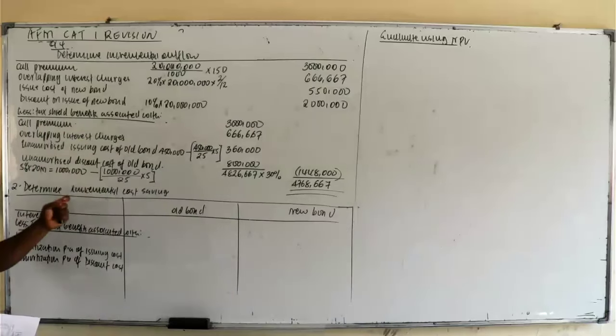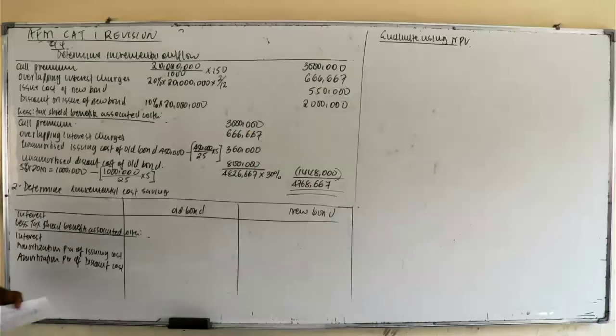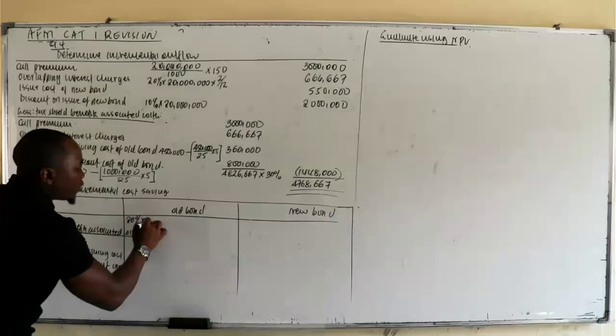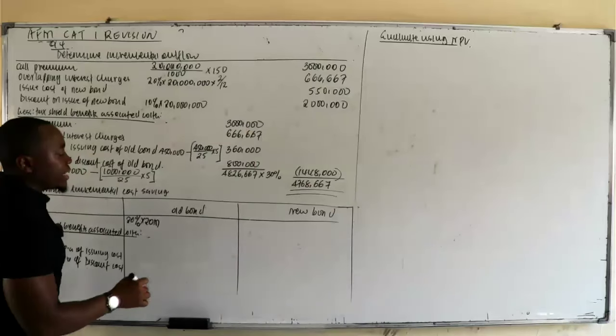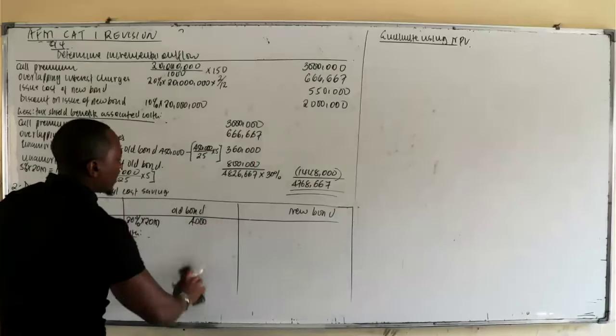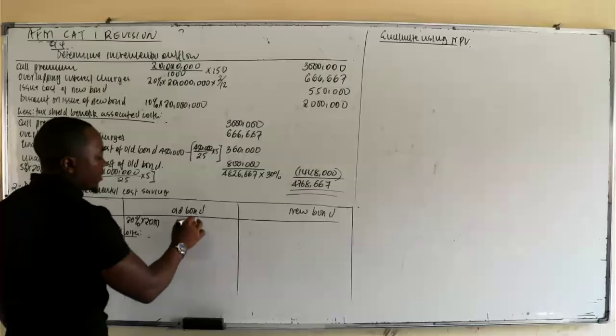What about step number 2? You determine the incremental cost savings. The major expense for the bond is the interest, so you factor in the interest. The old bond, how much was the coupon rate? It was 20% of 20 million. So that means per annum we are paying an interest of how much? It's not 400,000, no. Is it 4 million?